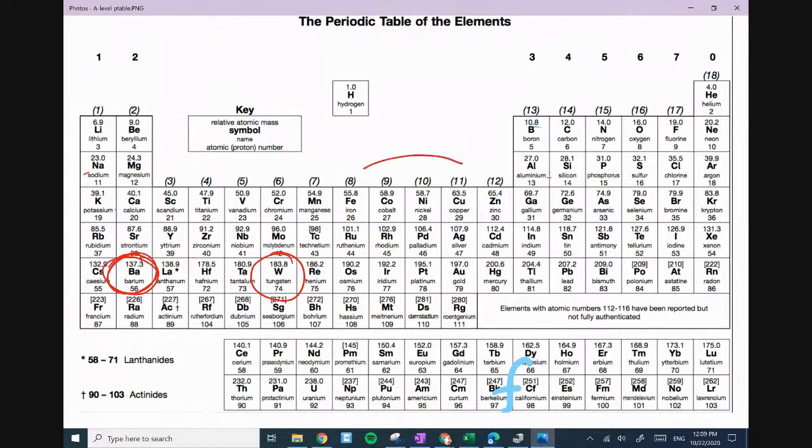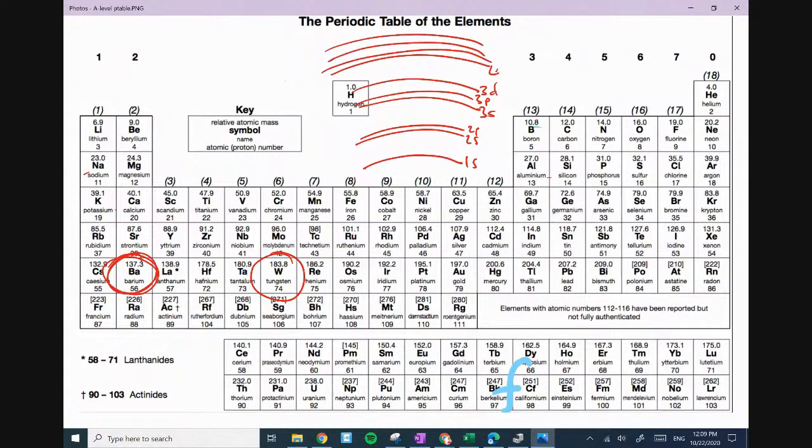Shell number 1, 1s. Shell number 2, 2s, 2p. Shell number 3, 3s, 3p, 3d. Shell number 4, 4s, 4p, 4d, and 4f. The question is, where's the 4f? It's down here. This is the 4f. Cool. So let's run it. I'm going to change my color.